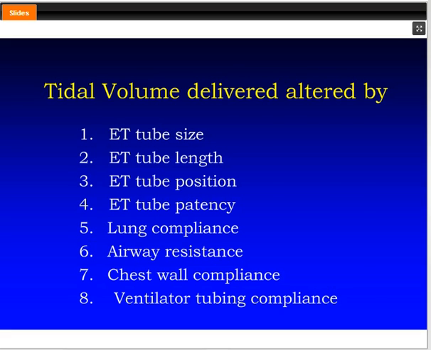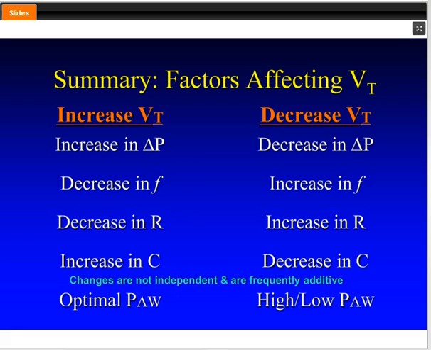So let's summarize these factors affecting tidal volume. An increase in tidal volume is an increase in delta P, with the oscillator a decrease in frequency, a decrease in resistance, an increase or improvement in compliance. And remember, these are not independent, they're frequently additive. And remember, keeping the patient at an optimal mean airway pressure, meaning adequate lung inflation.